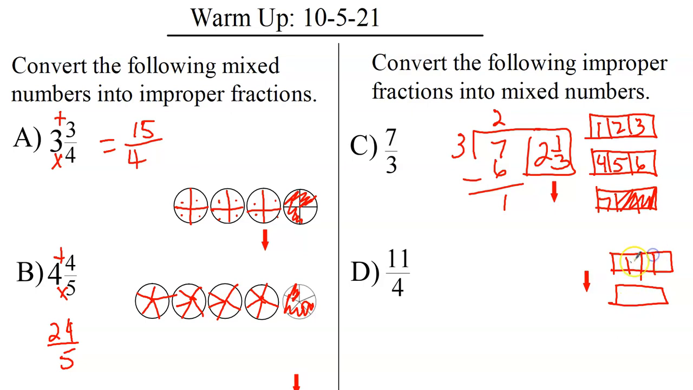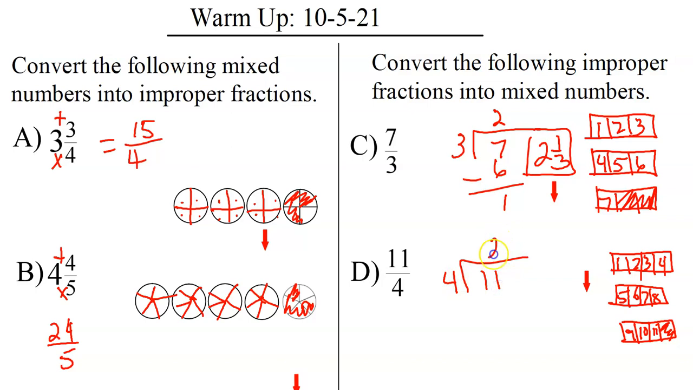So I'm going to make 4/4. 1, 2, 3, 4. And then see that 11 fourths would be 9, 10, 11 fourths. So I can see that I have 1, 2 whole candy bars plus 3 fourths. And here's the math that we do.